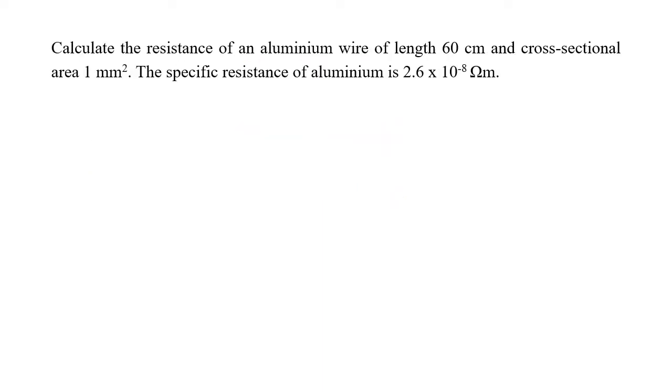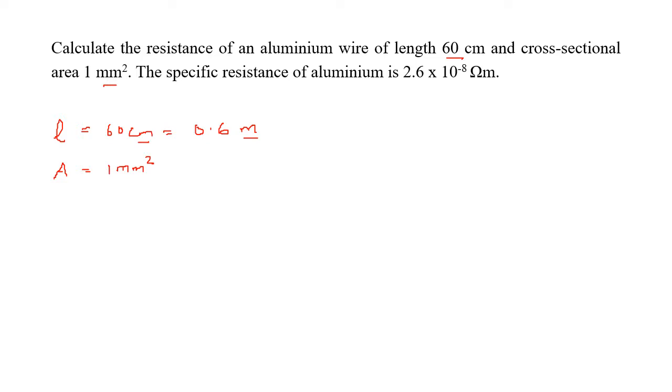Now we got a sum based on the resistance. Calculate the resistance of a wire of length 60 centimeter. So here we have the length is 60 centimeter, or we'll make it 0.6 meter. Here we have to convert the unit into the SI unit, meter. The cross-sectional area is 1 millimeter square. Again, this has to be converted to meter square.